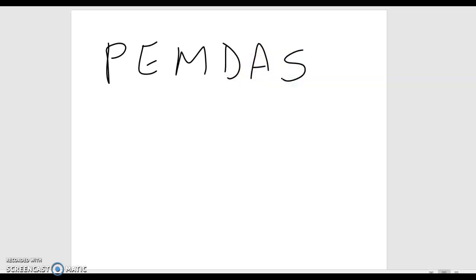So what does PEMDAS stand for? Well, you may recall that the P stands for parentheses. The E stands for exponents. The M, multiplication. The D stands for division. The A stands for addition. And the S is for subtraction. Those are what the letters PEMDAS stand for in terms of math operations.